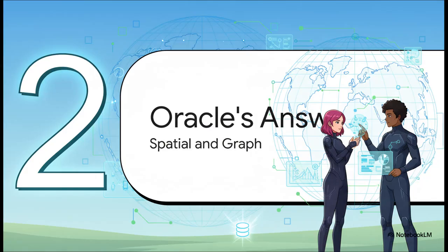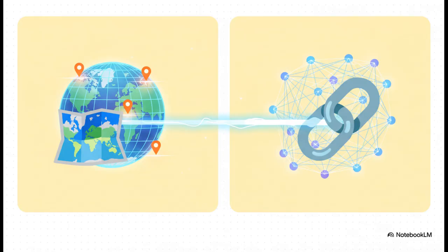To crack this nut, Oracle came up with a really powerful two-part solution that they built right into the core of their database. And this breaks it down perfectly. On one side, you have Spatial, which is all about the where. It basically teaches the database geography. Then on the other side, you have Graph, which is all about the how. How things are connected. Spatial tells you the location of two cities. Graph tells you about the highway that connects them. See the difference? It's pretty brilliant.